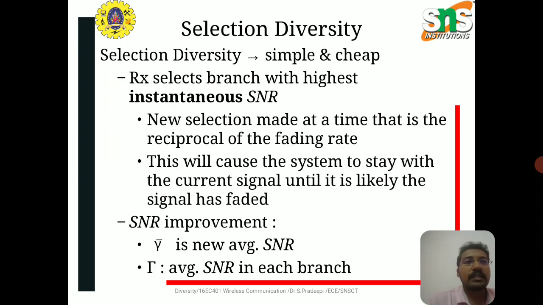Selection diversity is simple and cheap. The receiver selects the branch with the highest instantaneous signal to noise ratio. A new selection is made at a time that is the reciprocal of the fading rate. This will cause the system to stay with the current signal until it is likely the signal has faded. Rho is the new average signal to noise ratio power and sigma is the average SNR in each branch.